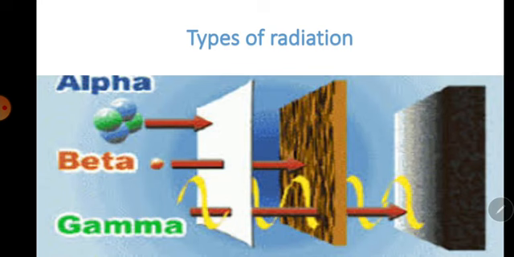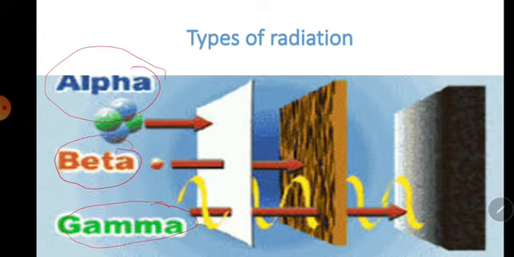Types of radiation: alpha, beta and gamma radiation. There are three types of radiation: alpha radiation, beta radiation, gamma radiation. Alpha radiation has greater mass, so less penetrating power. Beta radiation has less mass, so more penetrating power.